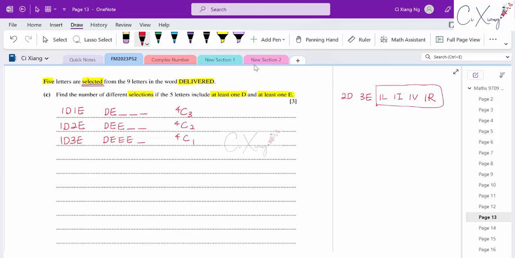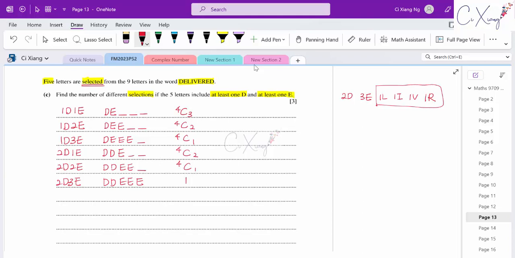Then now I have to proceed to the case with 2D. So maybe I'm having also 2D with 1E. 2D, then 1E, 2 empty letters to be selected, so it will be 4C2. I can have 2D, 2E, where it will look something like this. I have only 1 empty letter to be selected, so 4C1. And then I can also have 2D, 3E. For 2D, 3E, basically, it already occupied all the 5 letters, the space. So I have only one kind of selection here. That means this is only one result.